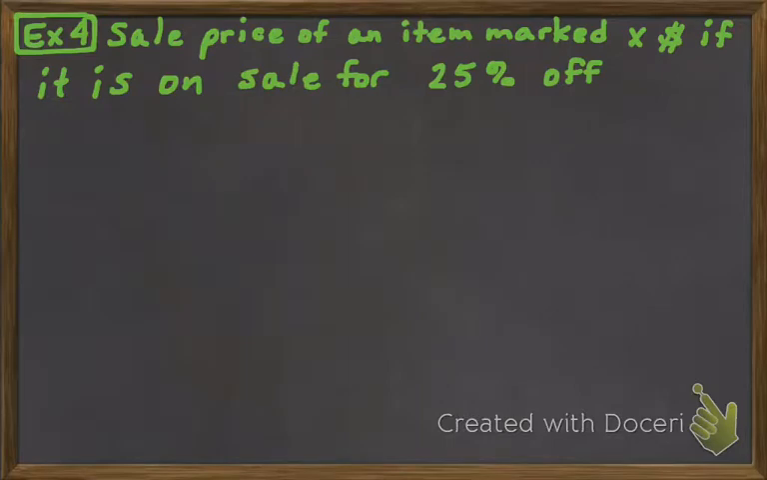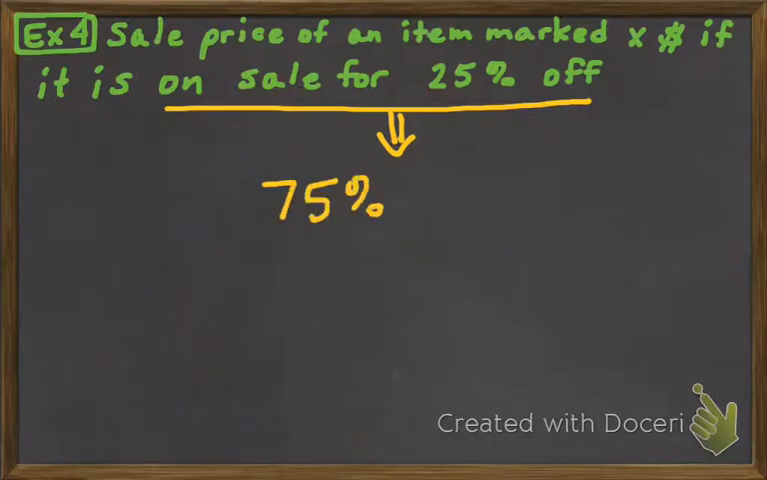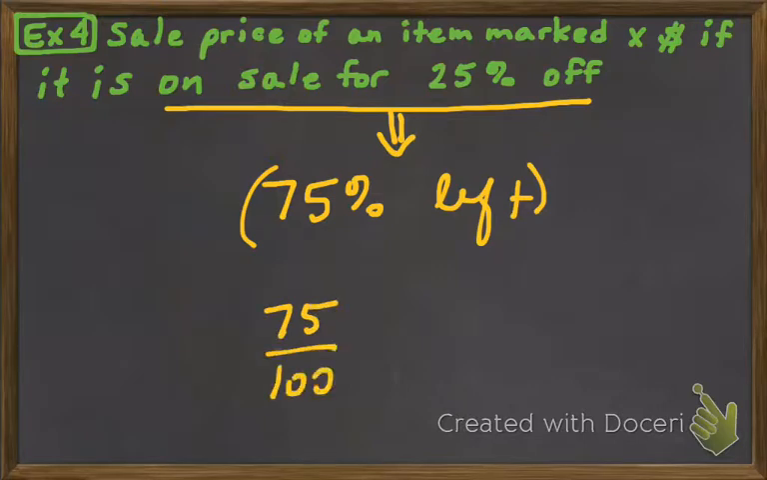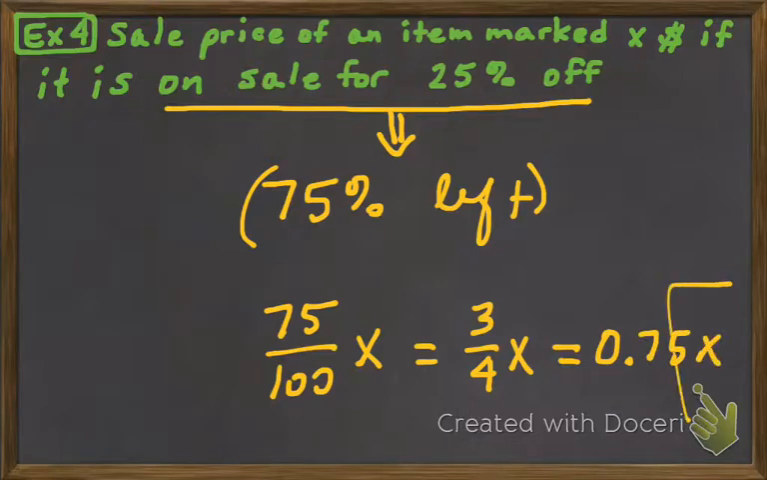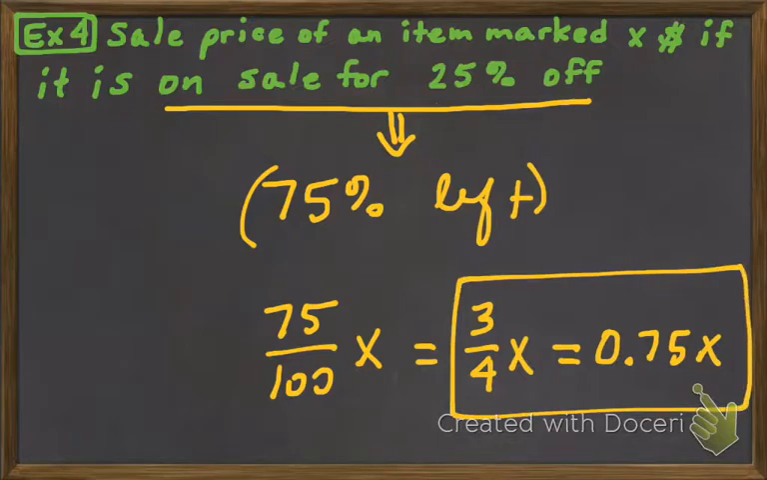Then we go to example 4, which asks us to write the expression for the sale price of an item marked x dollars if it is on sale for 25% off. All right, this is the key phrase here, on sale for 25% off. Anytime you see that, that implies that 75% is left of the price. Okay, so that's what we're going to be working from here to get our expression, which is 0.75 or 75 hundredths x, which would equal 3/4 x or 0.75x. There we go. There's your answer.